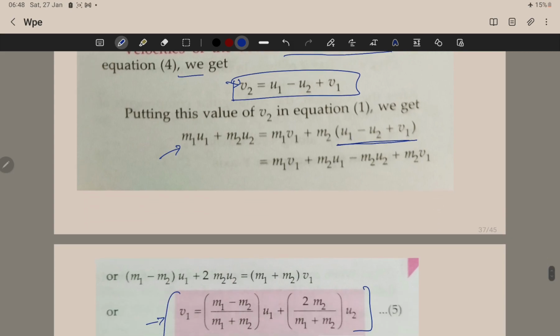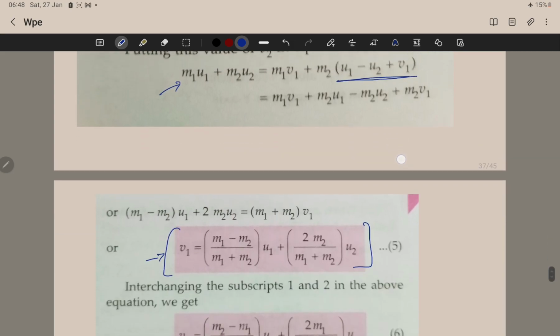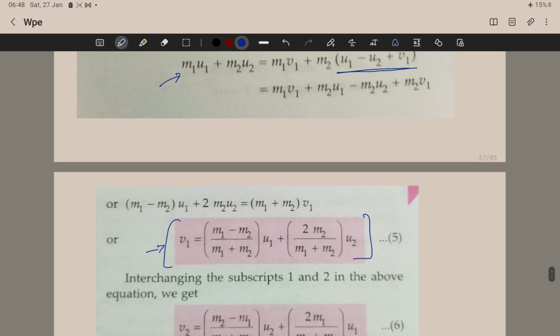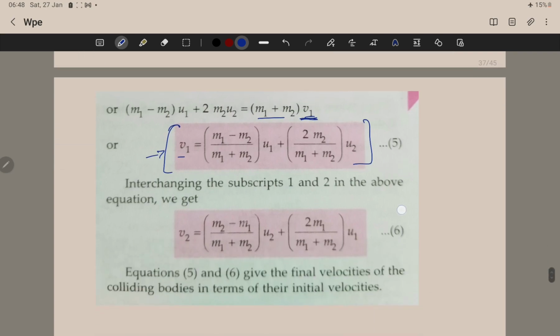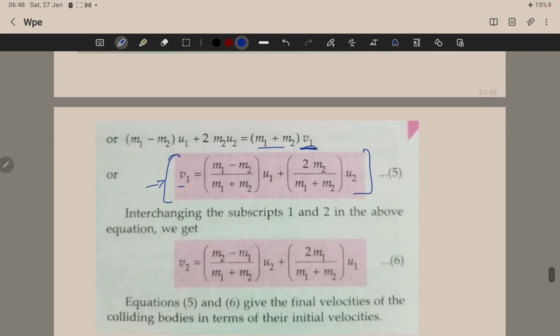Then we put m1 terms on one side and m2 terms on the other. We take v1 common, solve this equation and find the value of v1. So we take the u1 and u2 terms to one side and the v1 terms to the other. Then we divide by m1 plus m2 and we get v1. We do the same thing for v2.